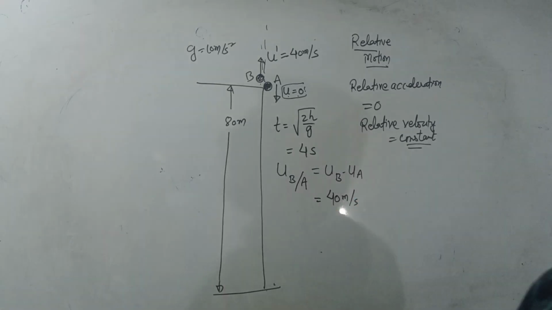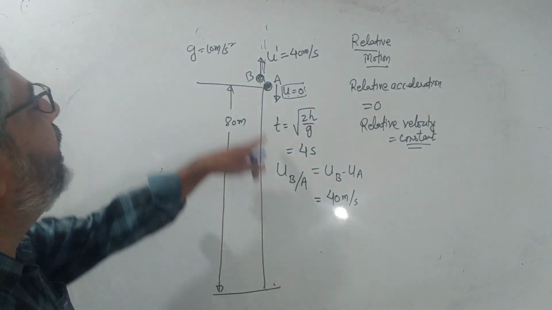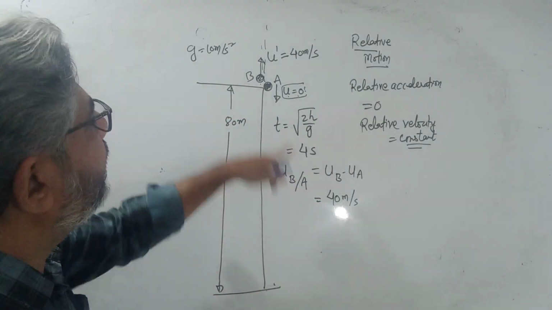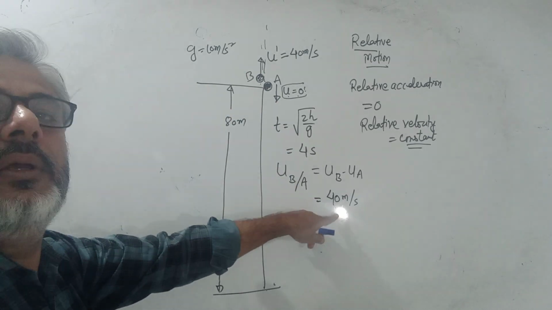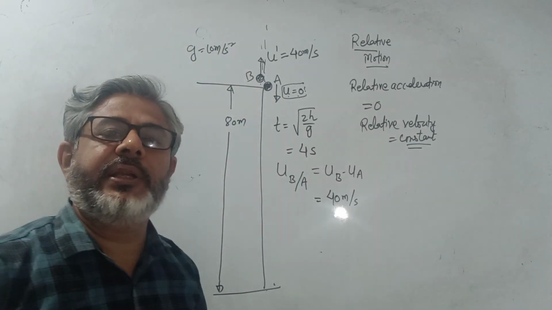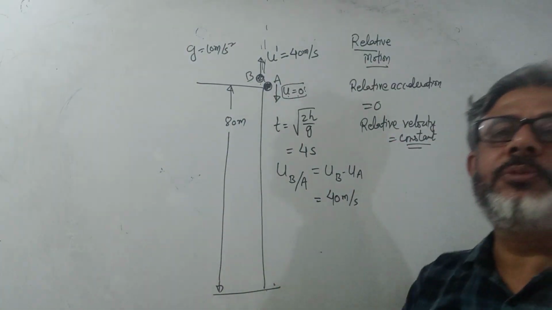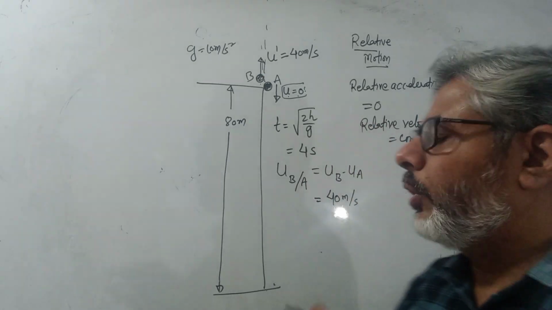So see, very interesting. I am saying nothing, I am simply saying that initially this particle is moving with 40 meters per second. So this is plus 40. So it means as seen from this, it is going up with a speed of 40 initially. But this is the punch. This is the punch of this problem, and this will help you solve many problems.